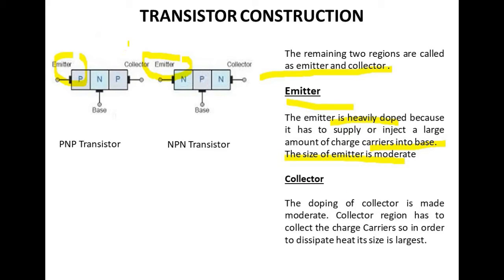Now come to the collector. The doping of collector is made moderate. Collector region has to collect the charge carriers. So in order to dissipate heat, its size is the largest.